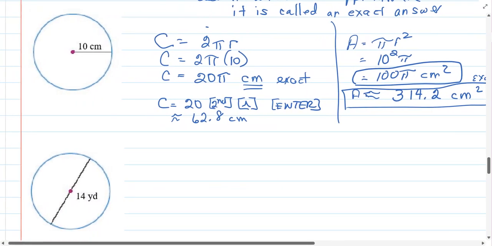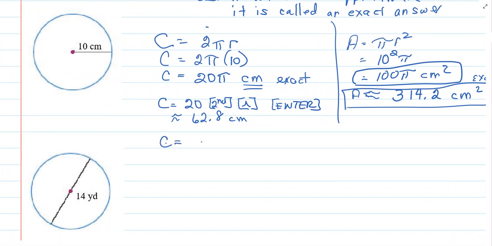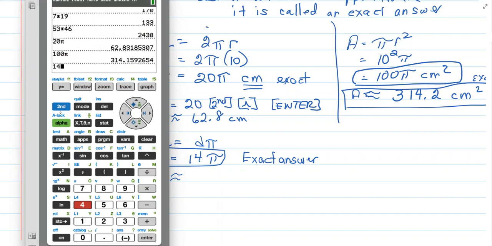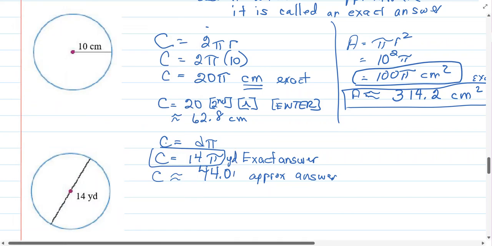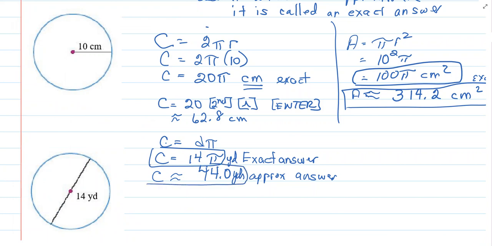Well, this one gives us a diameter. So we want to do the circumference first. So that's a diameter times pi. So then that gives me 14 pi. And this is an exact answer. Now we're going to do the approximation. And we'll use our calculator for that. And we're going to have 44.0 as an approximation. And a decimal, because we round to the tenth. And this is in, let's talk about our units, yards. So that's our approximation and the exact.